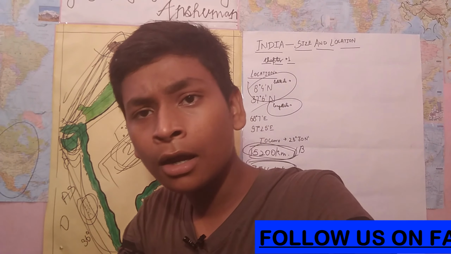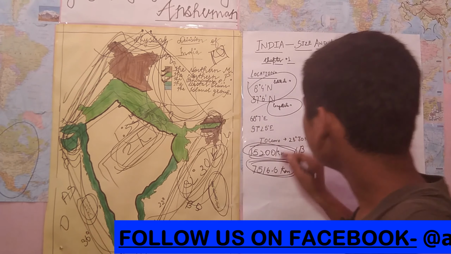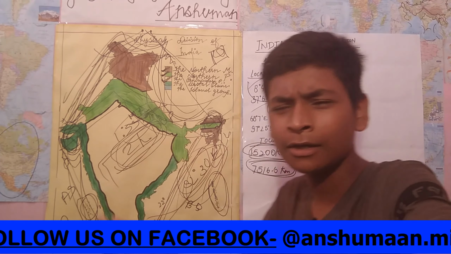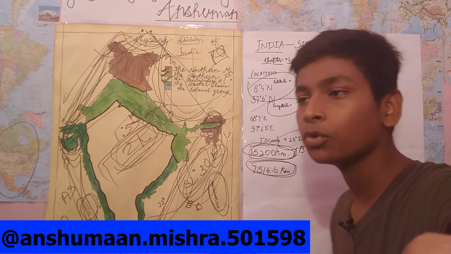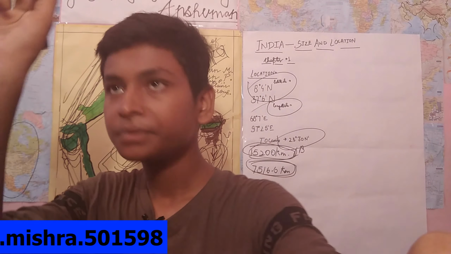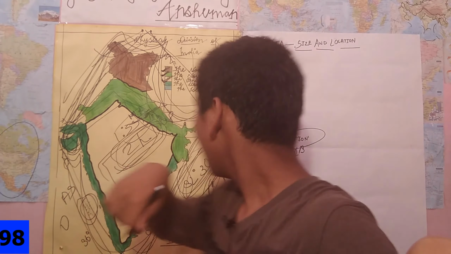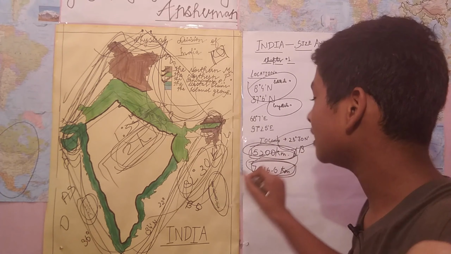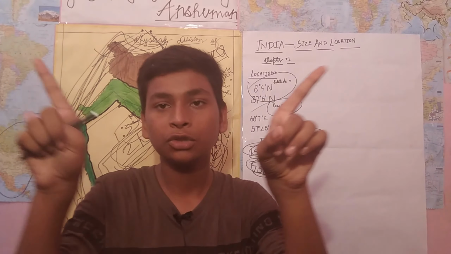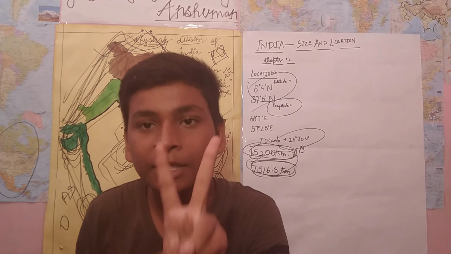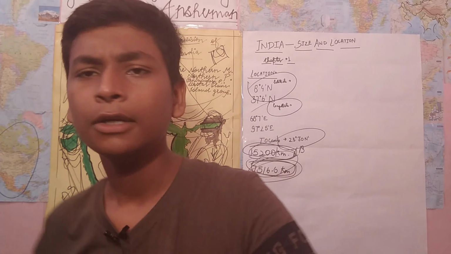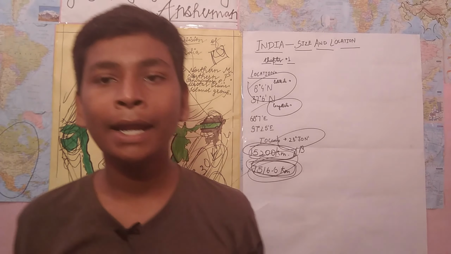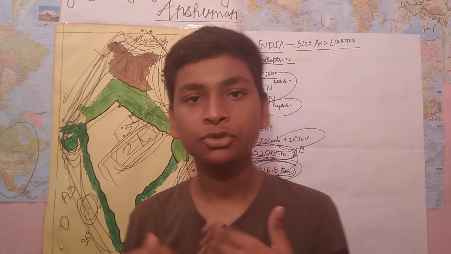You can go and check out our video on location, and there is the Tropic of Cancer, that is 23 degree 30 minute north. And 15,200 km is the total boundary, the perimeter of the country. And 7,516.6 km is the total coastline. So this was very important.